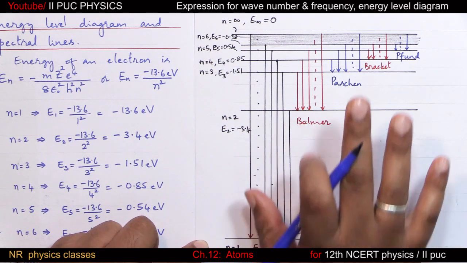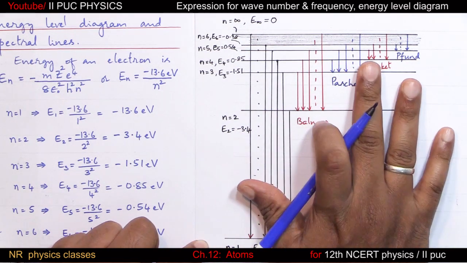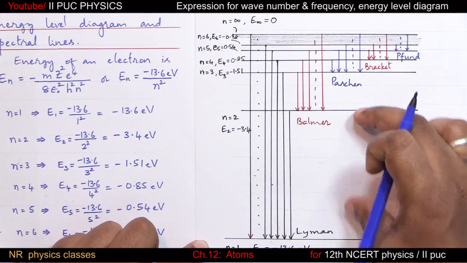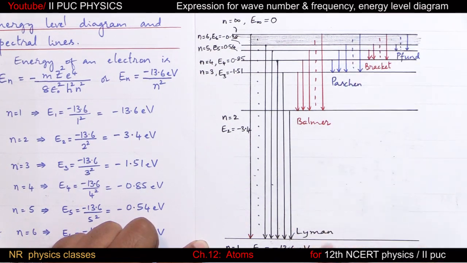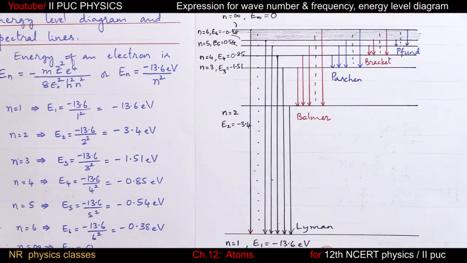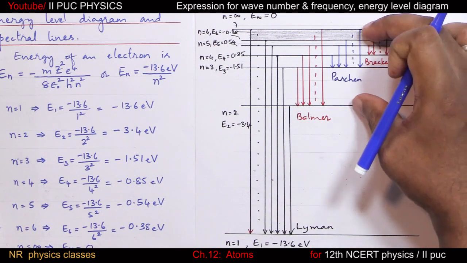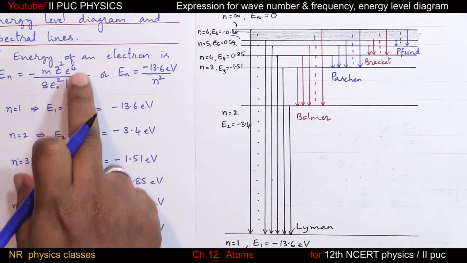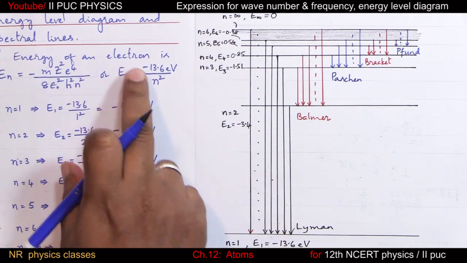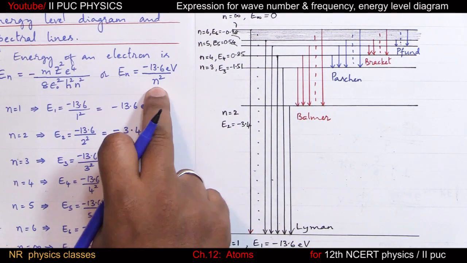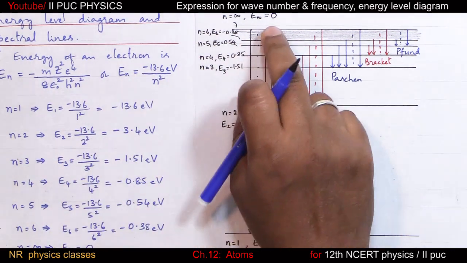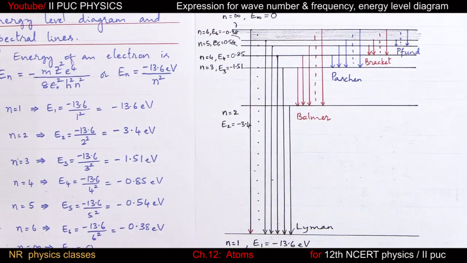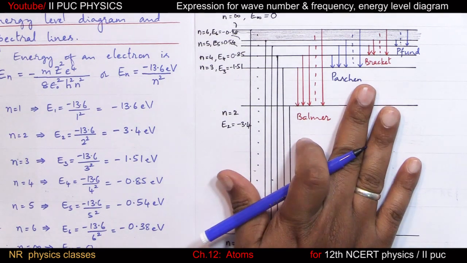So this is how you should draw the energy level diagram. After a little practice, you can draw this, but make sure that the energy levels are not equally spaced. Why are they not equally spaced? Why are they crowded at the top? That's because energy level varies as 1 by n square. If n is infinity, then energy is 0. That is the last level. So this is the energy level diagram.